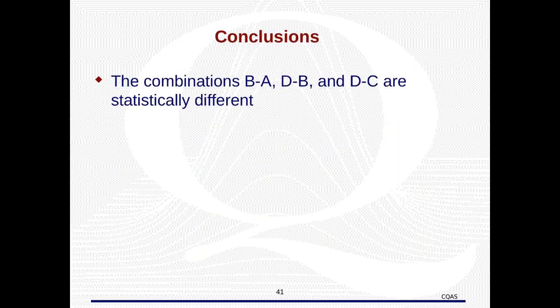Based on our pairwise comparisons using Tukey's adjustment for multiple testing, we can now draw our conclusions. Three specific pairs of treatment means demonstrate statistically significant differences at the alpha equals 0.01 significance level. Specifically, the difference between B and A is significant, as is the difference between D and B, and finally the difference between D and C. All other pairwise comparisons fail to reach statistical significance at this stringent threshold.